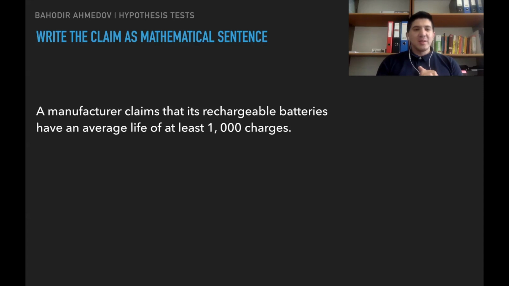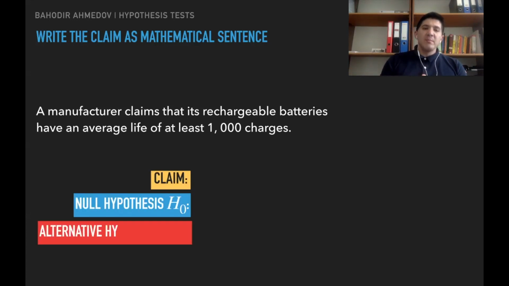Okay, so let's do a couple of examples. A manufacturer claims that its rechargeable batteries have an average lifetime of at least 1,000 charges. We are going to write down the claim mathematically, and then write down the null hypothesis and alternative hypothesis. So the claim tells me that the population mean should be at least 1,000, more or equal. So this is going to be our claim.